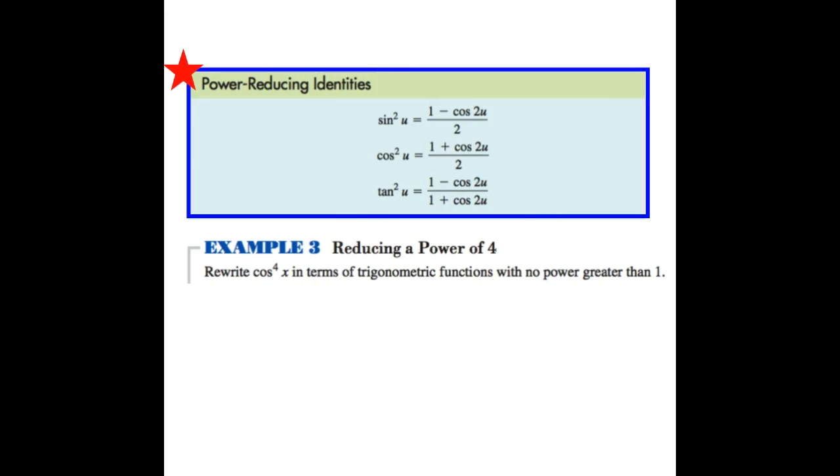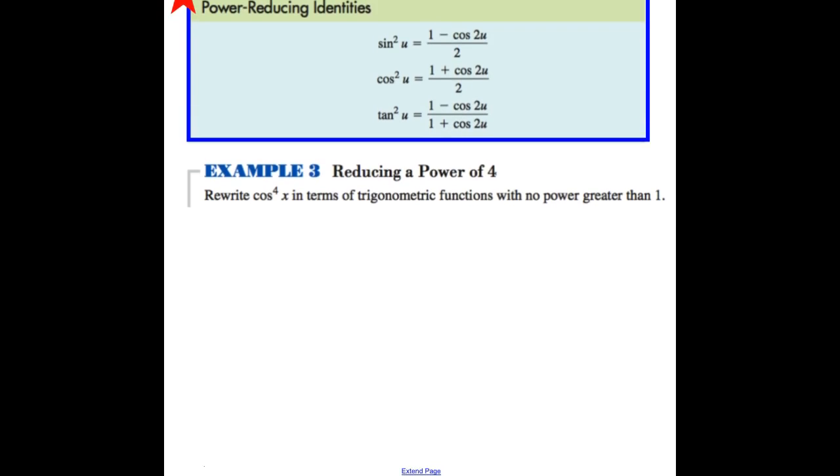Our first example says to rewrite cosine to the fourth of x in terms of a trig function with no power greater than 1. This is going to involve a lot of little nitty-gritty algebra. So if at any point you're confused on what I'm doing, make sure you ask. Okay, don't wait till the end and hope that it makes sense. All right, here we go. Cosine to the fourth. I have power reducing formulas for squares. So can we break cosine to the fourth into a cosine squared times a cosine squared?